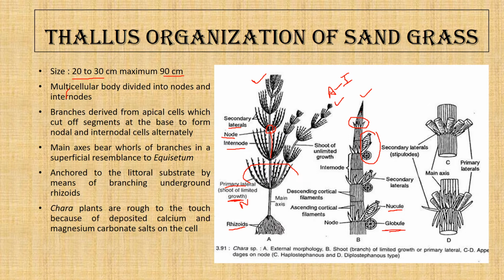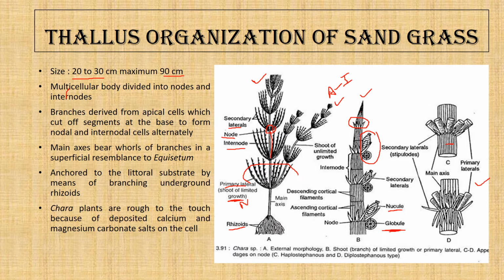Here the upper one is called the nucleus, which is the female sex organ, and the lower one is globule. I will be discussing the detailed structure of nucleus and globule in the second part of the video, when I will be discussing the reproduction. So for now, just remember this nucleus and globule and the structures.